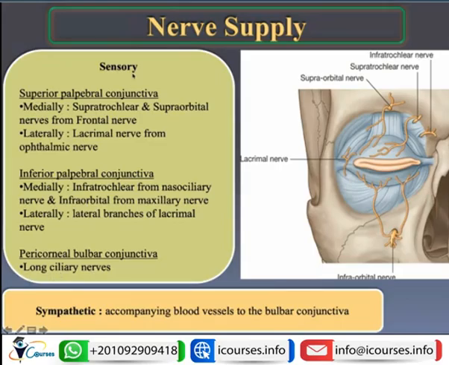This is the sensory nerve supply for the conjunctiva, while there is a sympathetic supply to the blood vessels of the bulbar conjunctiva. So this is the end of the conjunctiva. So any question on the conjunctiva, please tell me now.